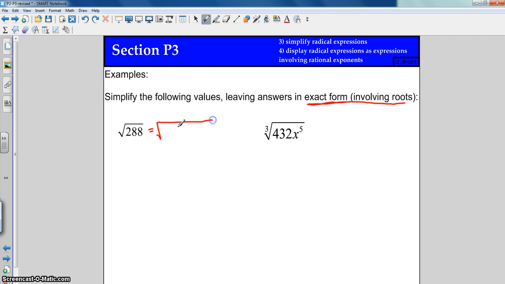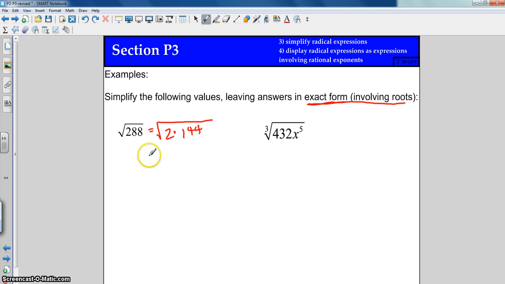So I have the square root of 288. I know that's divisible by 2, so it's 2 times what number? If I divide everything by 2, I get 2 times 144. 144 I know is a perfect square. In fact, 12 times 12 is 144. That's what I meant to say.